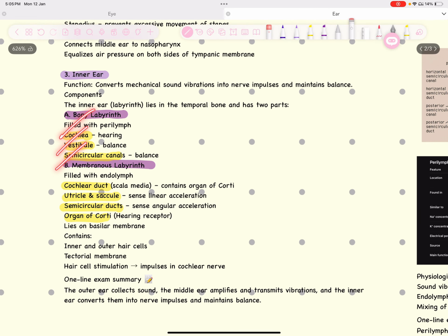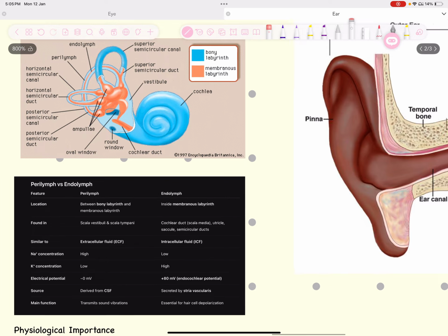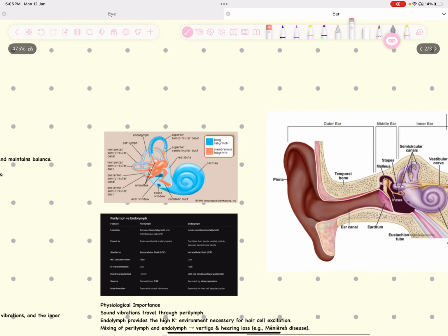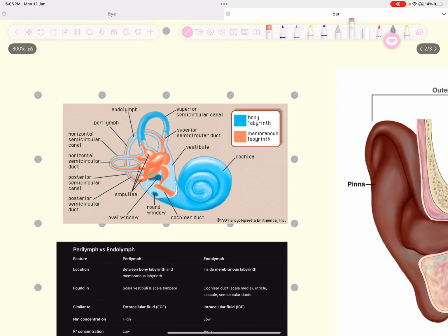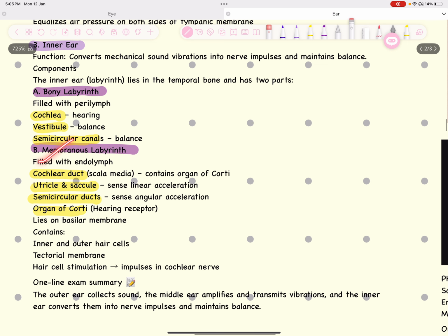The cochlea, vestibule, and semicircular canals are part of the bony labyrinth, and they're filled with perilymph because it's the outer part, the bony region. The perilymph is between the bony labyrinth and the membranous labyrinth. Let's see a diagram. Here would be the bony labyrinth, and there would be perilymph between the bony labyrinth and the membranous labyrinth. Within the membranous labyrinth, you'll find the endolymph.